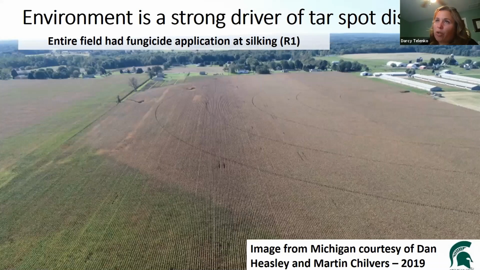And the one thing we've learned, even in the last couple of years, is that the environment is driving this disease. So even though a fungicide may be applied, or you may have found a hybrid that may have a little more resistance, if the environment is right, it may push through that.